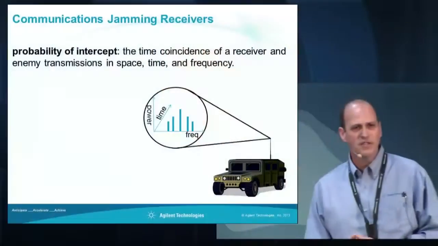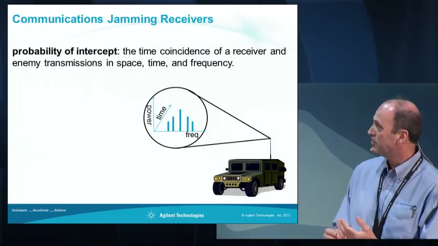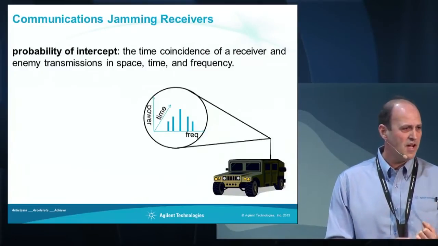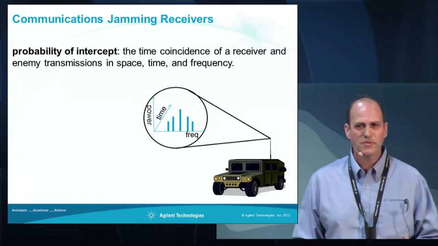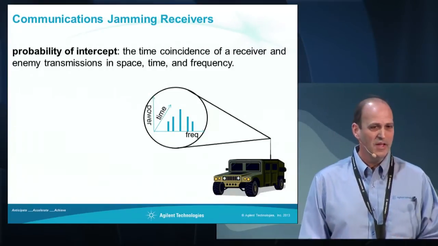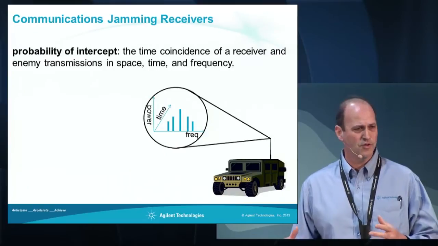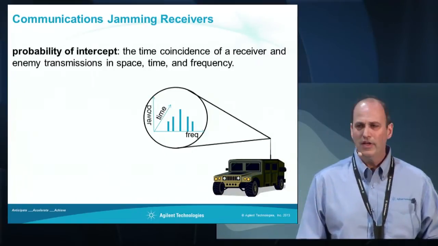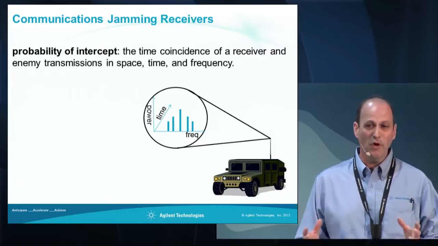Now for EW engineers who are designing these systems, probability of intercept is a very key parameter we have to be concerned with. And so this involves looking at signals in terms of time and space and frequency. So you have to catch a signal at the right time. You have to be in the right location, or within the range where you can detect this signal, and you have to be tuned to the right frequency. So it's a very multi-dimensional problem, again, which requires looking very quickly over frequency, in a rapid time frame, and looking in all directions.